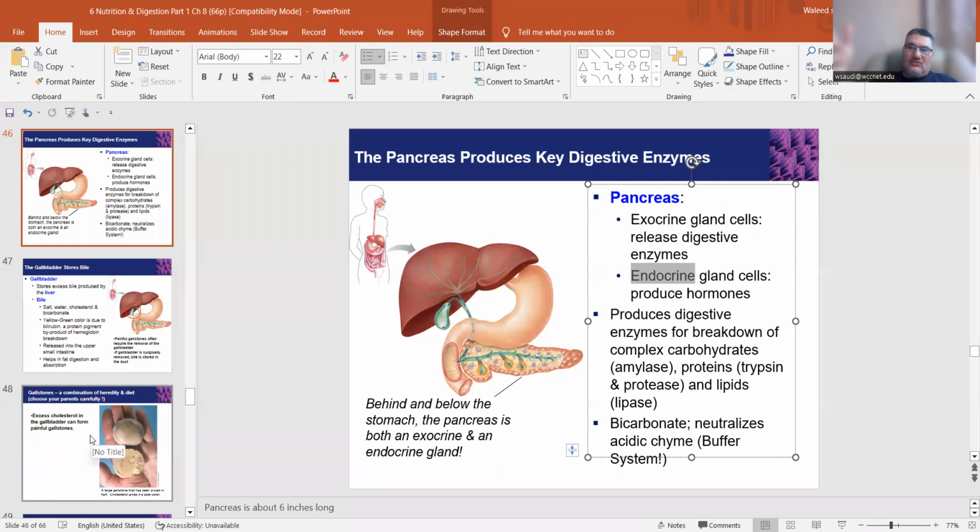Exo, out, exterior. Crine, secretion, external secretion. How? Secretions here, enzymes, go to the duct, go to the duodenum. As long as you have a duct, it will lead it to the duodenum. We call that exocrine. Endo means in. It doesn't have a duct. It is secreted in between the cells and goes to the blood, like insulin.